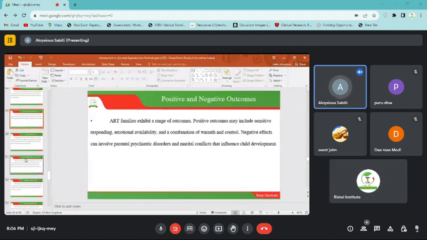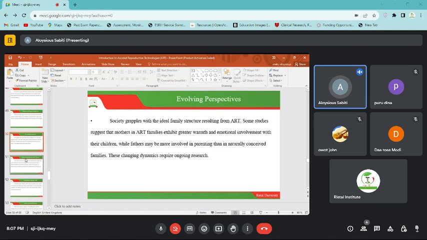But the negative aspect is that there can be parental psychiatric disorders and marital conflicts that influence child development. So most times, child development may become an issue because if it is surrogacy, it is another woman who carried the child for you. So it may have a lot of psychiatric disorder issues, that is mental issues, but also marital conflicts will come along and this will affect child development. So the child may become single parented and this will be very hard.